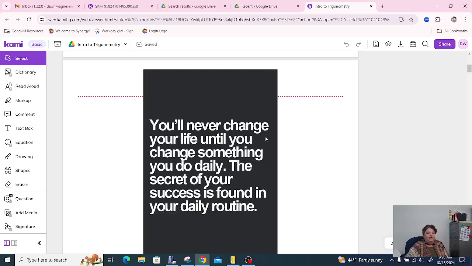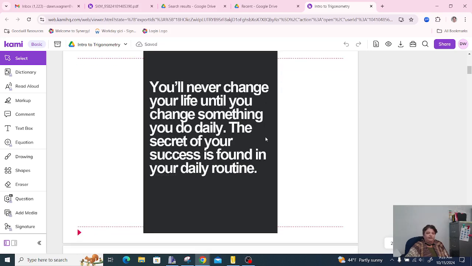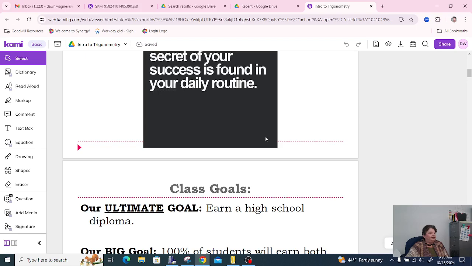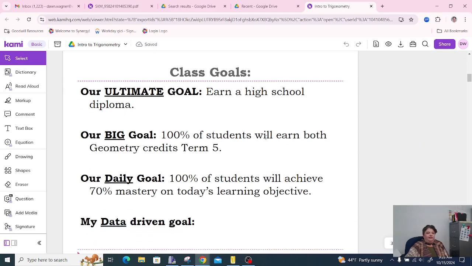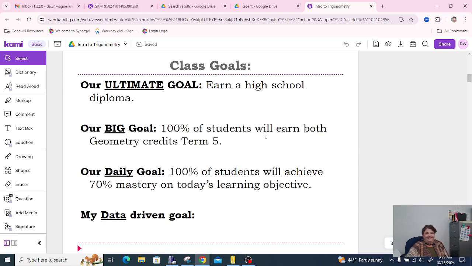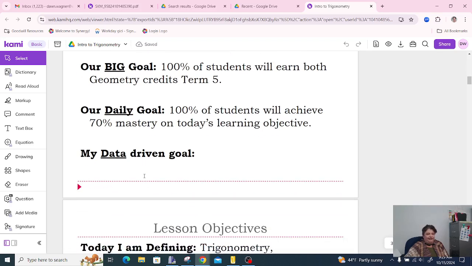You'll never change your life until you change something you do daily. The secret of your success is found in your daily routine. Do you agree with that? Yeah, I do too. Okay, somewhat. Okay, so I don't know why they have 70% mastery. I aim for 80% or better. Most of you have been doing really good on your tests, so good job.